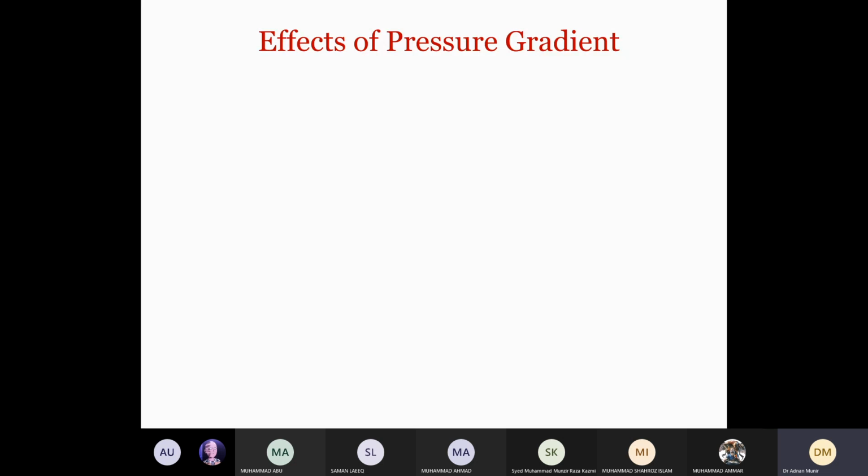Today we'll finish a bit early because I have another meeting at around 3:15, 3:20. So we'll finish in an hour, keep the lecture a bit small, and then continue our discussion tomorrow also. We will be discussing pressure gradient today. I'll show you the equations first and we'll discuss them.